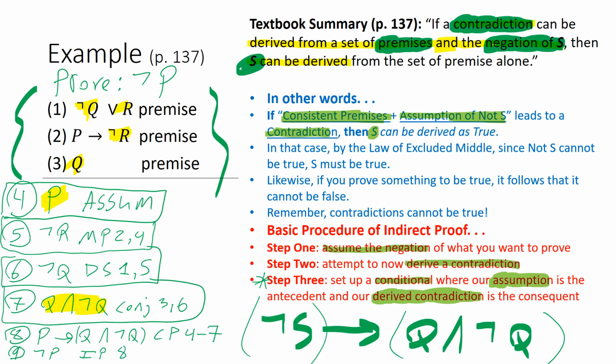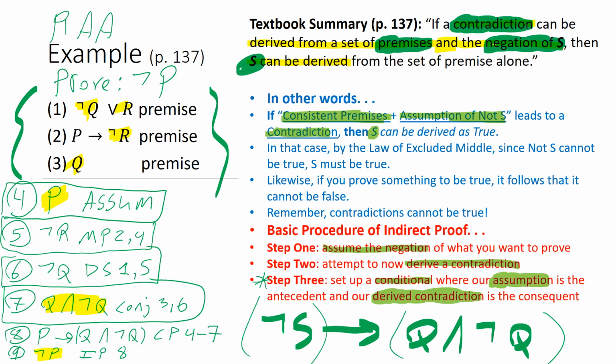It depends on the textbook what abbreviations are used. I'll use IP. The textbook by Suppes and Hill uses RAA for reductio ad absurdum. Excuse me. Reductio ad absurdum. There we go. I had to pronounce it right. Okay, so we proved not P.